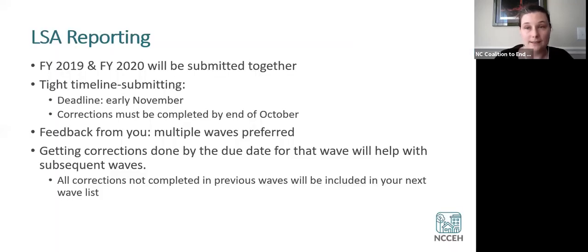Okay, so what impacts us most directly is this cleanup process. As mentioned, we're submitting fiscal year 19 and 20 together. The timeline for submission is early November. I'm really hoping for a solid deadline from HUD soon. So corrections at this time must be completed by the end of the month. So we're really hoping to wrap all this up by the end of October. So we're prepared for whether that submission deadline is November 1st or November 10th.